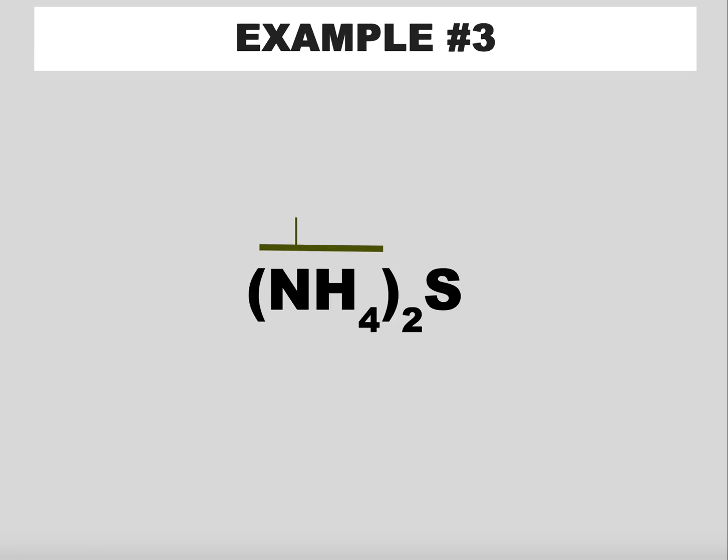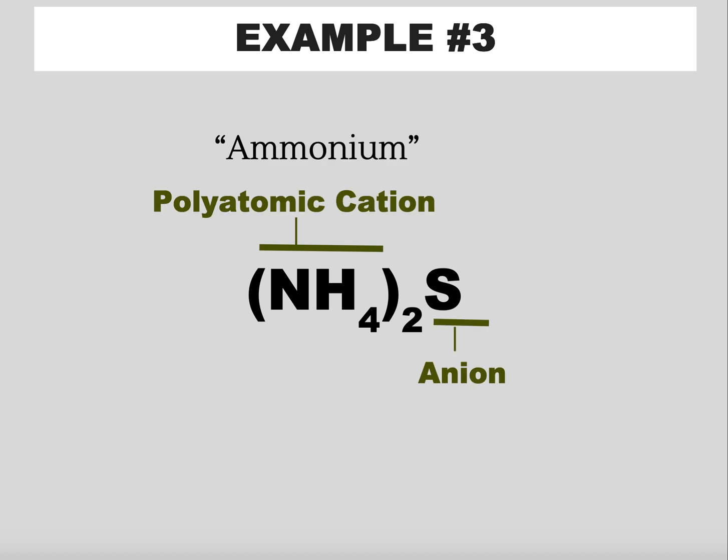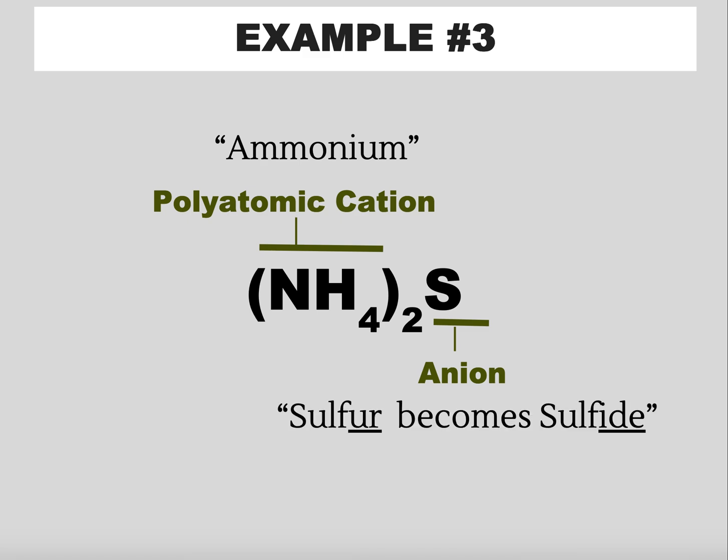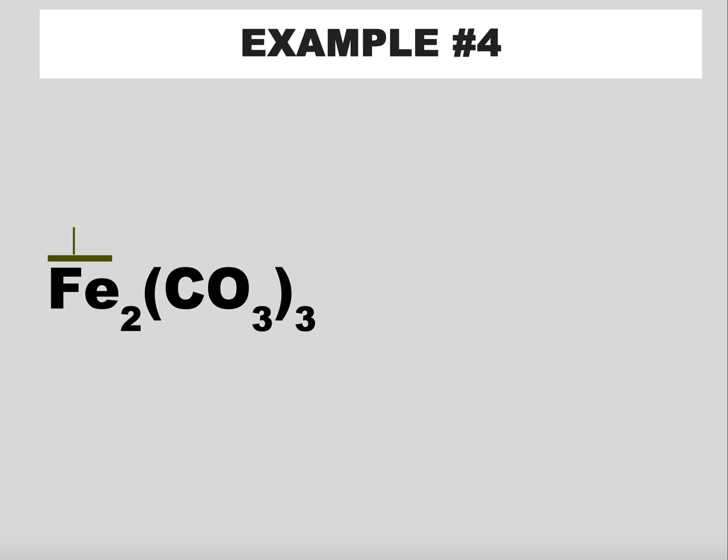NH4. Notice the parentheses. That makes it pretty easy to identify that it's a polyatomic ion. You find NH4 on the pink sheet, it's ammonium. S. What's S? S is sulfur, but I changed the ending, so sulfur becomes sulfide. So my name is ammonium sulfide.